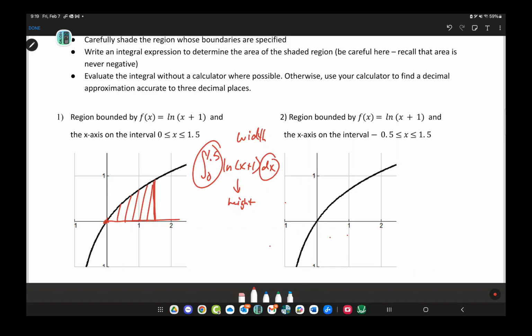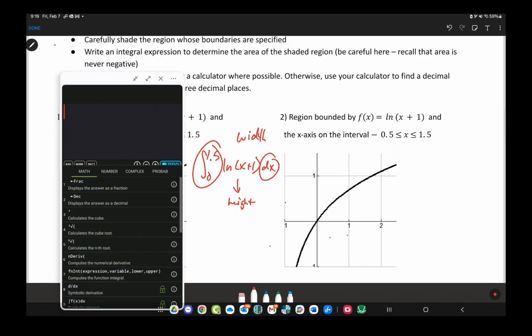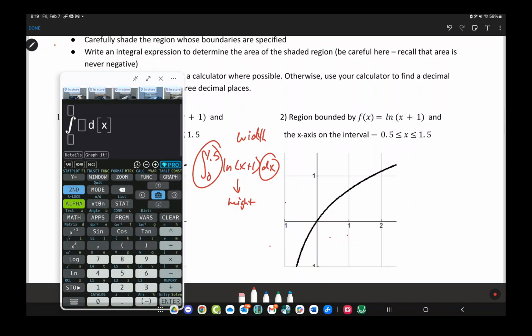Okay. Now, we don't have to do this by hand. We can just go and put this in a calculator. So what is this in a calculator? My calculator should be able to do this on the spot. So from 0 to 1.5 of the natural log of x plus 1. Let's go to, say, 3 decimal places. So 0.791. So approximately 0.791.